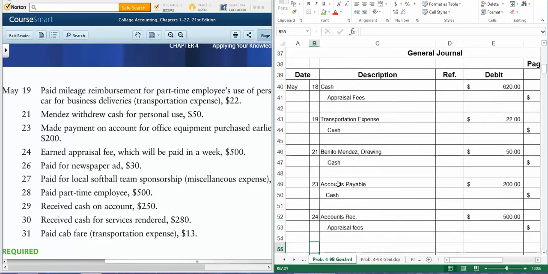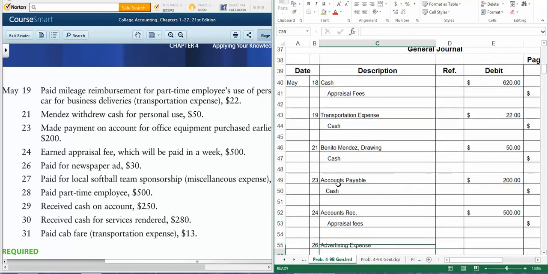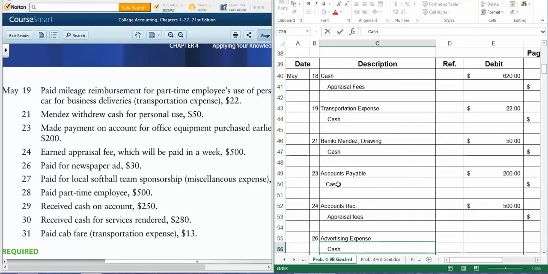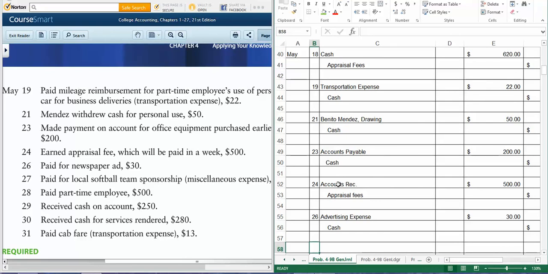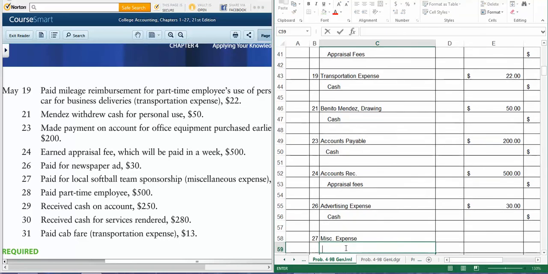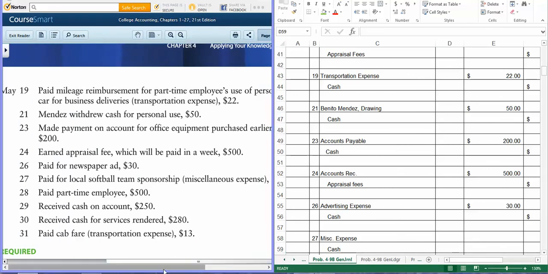On the 26th, we have advertising expense. We paid for another ad. So again, it's going to be advertising expense in cash. That's $30. On the 27th, it's telling us that we're going to be using a miscellaneous expense account. So you can, if you need to, abbreviate. That is fine with me. And then how much was that? That was $15.